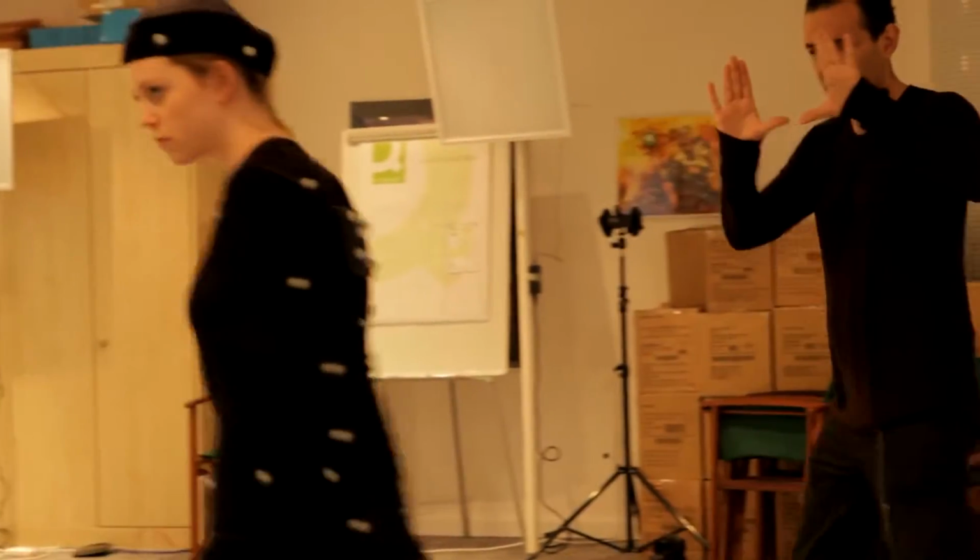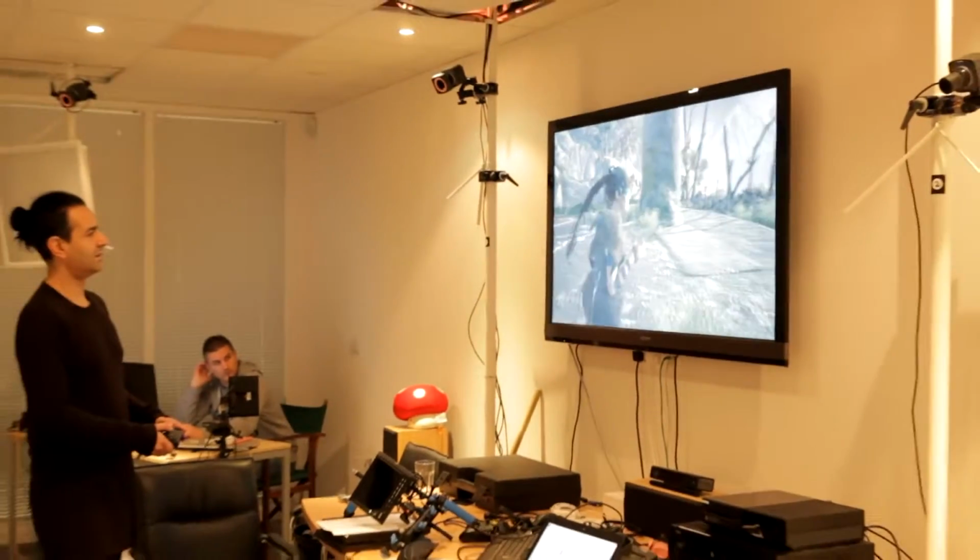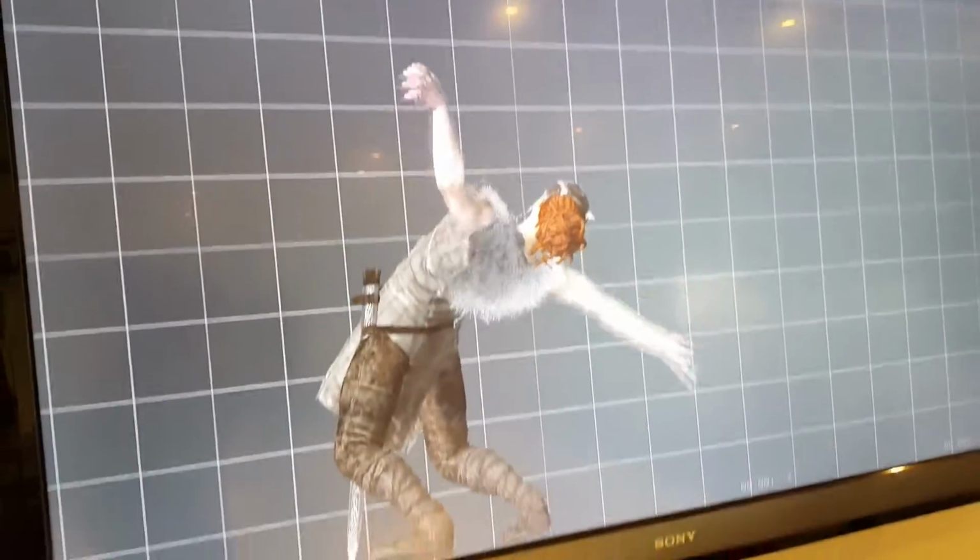We started with the basics: standing, walking, running, jogging, in all directions. How do you make that feel responsive and look good with motion capture?